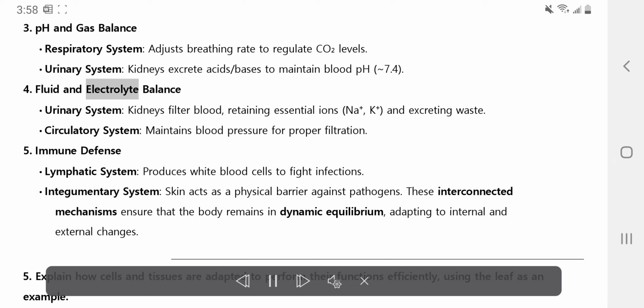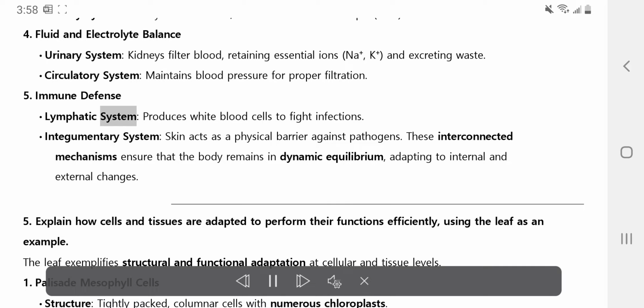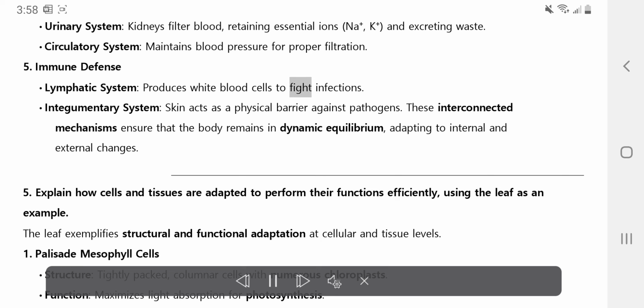Fluid and electrolyte balance. Urinary system: kidneys filter blood, retaining essential ions (Na, K) and excreting waste. Circulatory system: maintains blood pressure for proper filtration. Immune defense. Lymphatic system: produces white blood cells to fight infections. Integumentary system: skin acts as a physical barrier against pathogens. These interconnected mechanisms ensure that the body remains in dynamic equilibrium, adapting to internal and external changes.